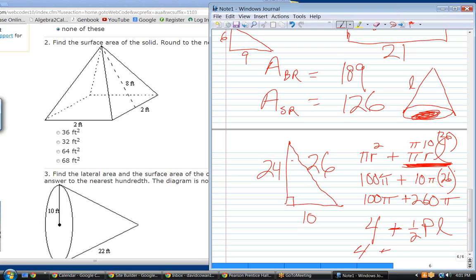And the lateral area? Not the lateral area, the lateral measurement? 8. Okay. So it's 2 times 8, 16.